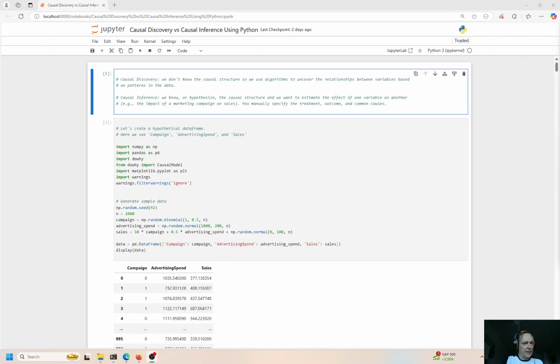So in the first instance here, causal discovery, we don't know if there's a relationship between variables. With causal inference, we know that there is a relationship because we determine that using causal discovery, and we want to better understand what that relationship is.